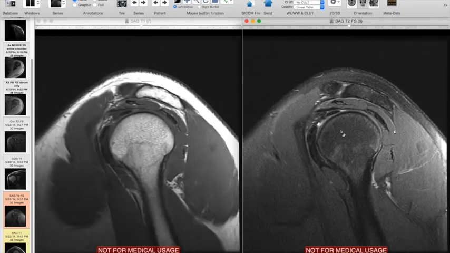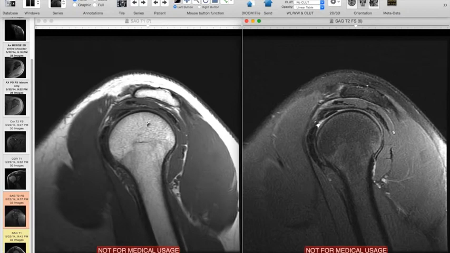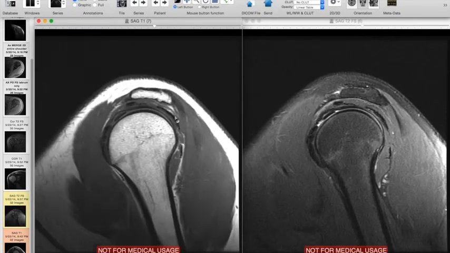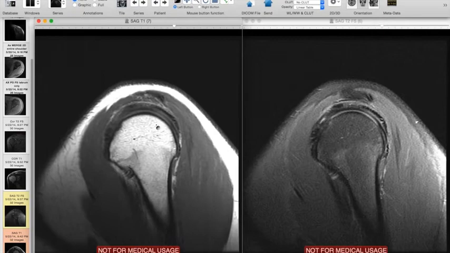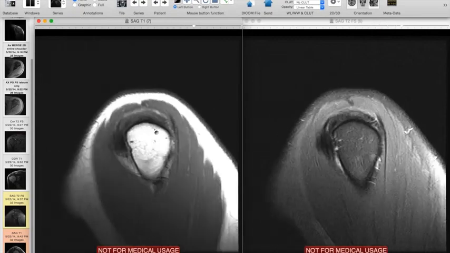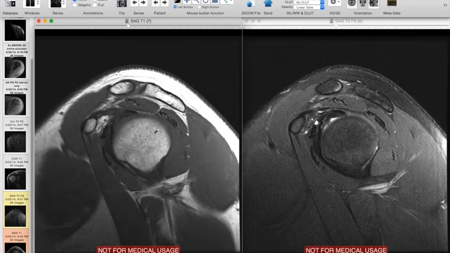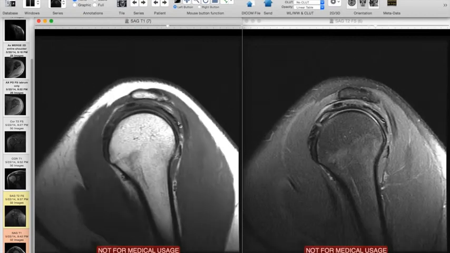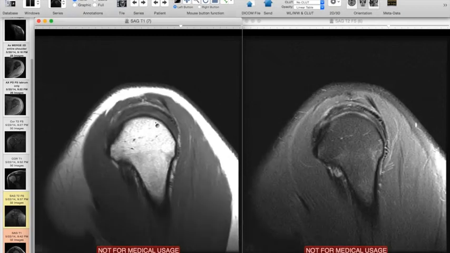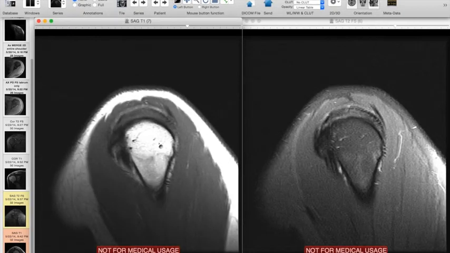Basically what I do is I scroll back and forth on the supra and the infra here, looking for signal abnormalities within the tendons, looking for contour abnormalities, as we would be looking for to diagnose a rotator cuff tear. The infraspinatus is kind of a broader tendon here, but as you come out distally, they tend to blend together.